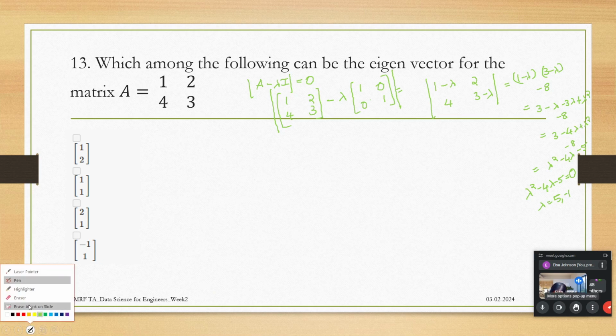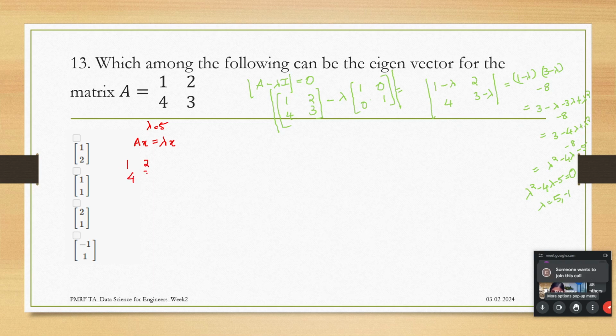Okay, so now we have to find out the eigenvector. So first we'll take the value lambda equal to 5. And for that we have to find a vector which satisfies the equation Ax equal to lambda x. Okay, this has to be satisfied. That means A is right now 1, 2, 4, 3.